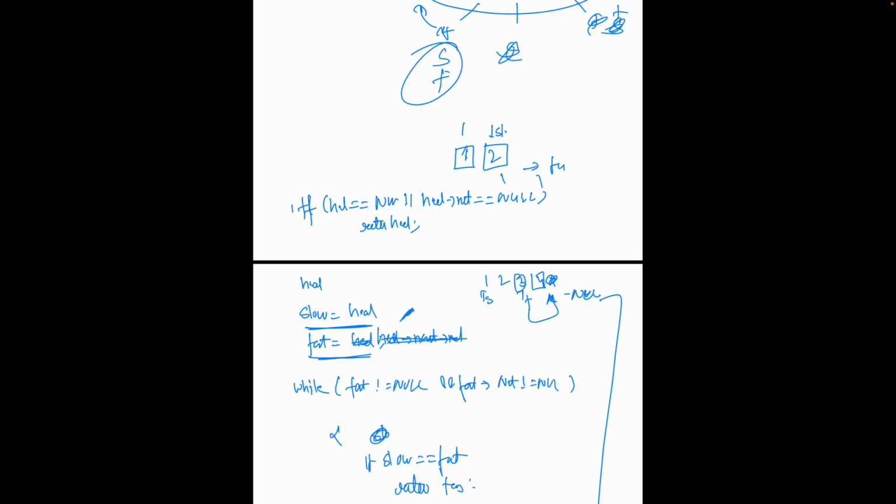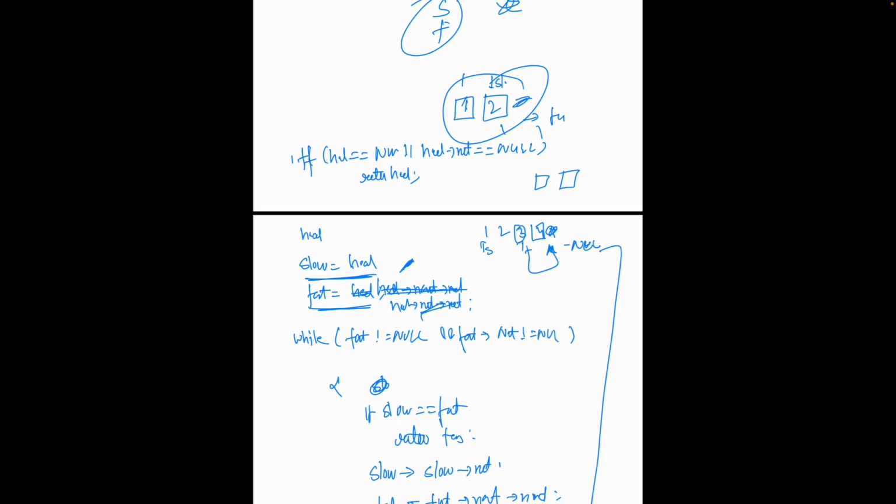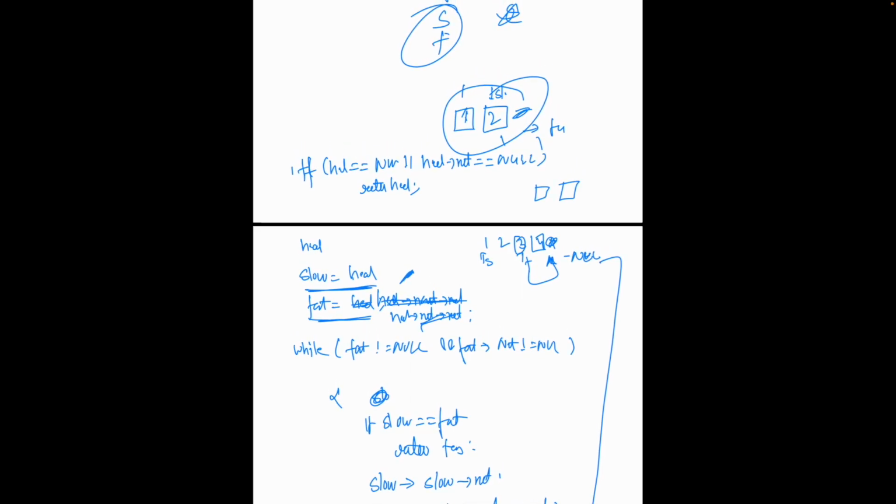If this is not the case, then it means that at least head has 1 and 2. So we can start slow as head and fast as head's next's next. And if there is only 2 items in the list, then this will never run and this will fail. And actually, let me think about it. There's one more edge case. We need to figure it out. Yeah, actually, that's true.